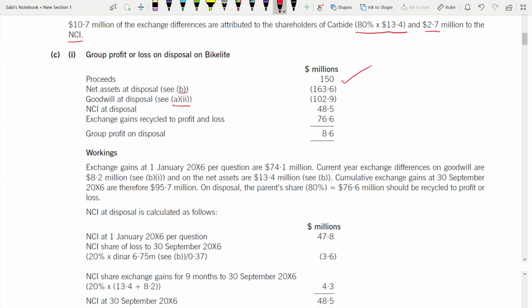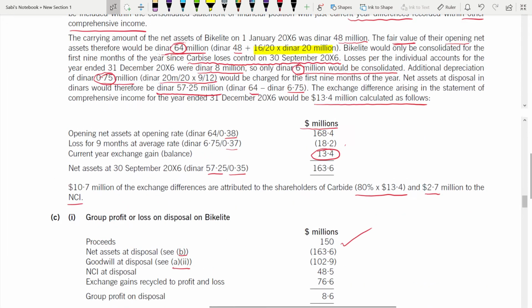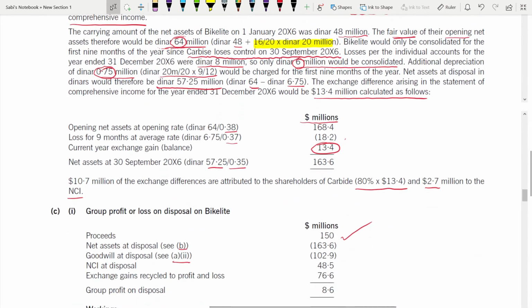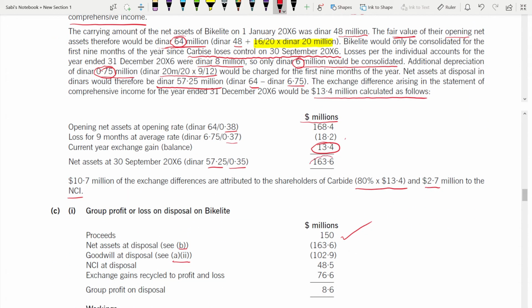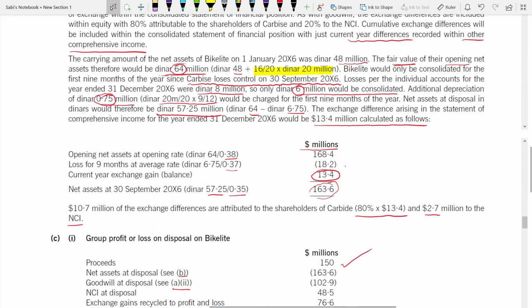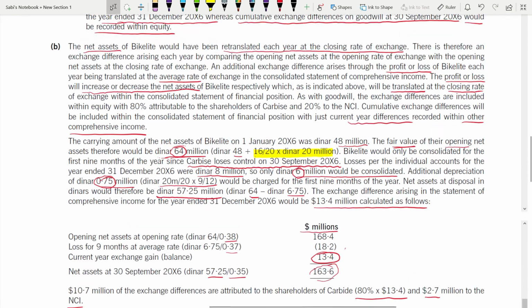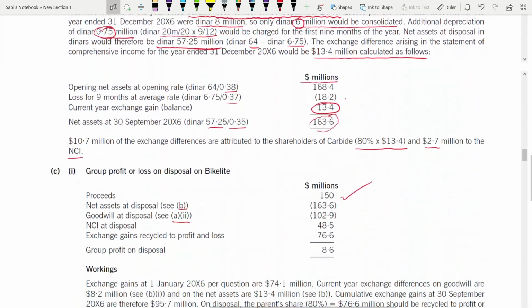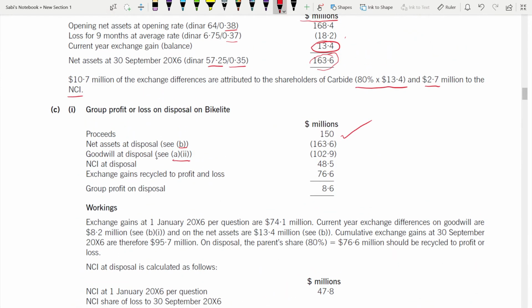So net assets at disposal. You're selling it. What is the net asset and goodwill? So net asset at disposal from part B, this one, 163.6. Deducted goodwill at disposal. What is goodwill at disposal? 102.9, second part of A. Whenever you have something where you need the previous answer, refer to this also. Write from which part so that it's easy for the examiner to see from which part you are taking it, whether part B or part A.